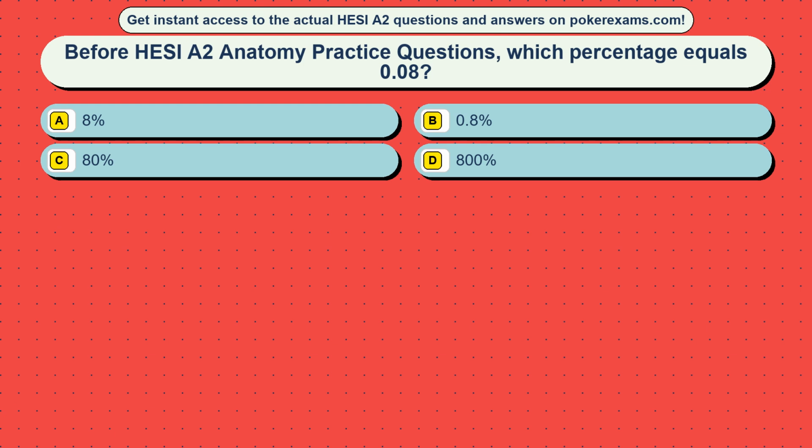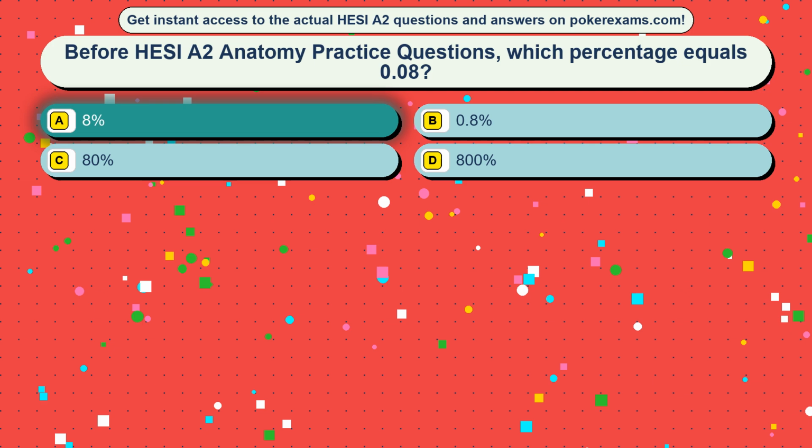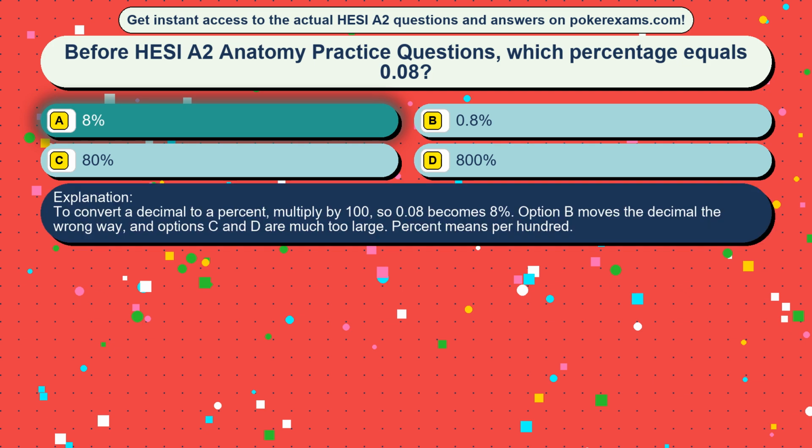Question 5. Before HESI A2 Anatomy Practice Questions, which percentage equals 0.08? Option A, 8%. Option B, 0.8%. Option C, 80%. Option D, 800%. The correct answer is option A, 8%. To convert a decimal to a percent, multiply by 100, so 0.08 becomes 8%. Option B moves the decimal the wrong way, and options C and D are much too large. Percent means per hundred.